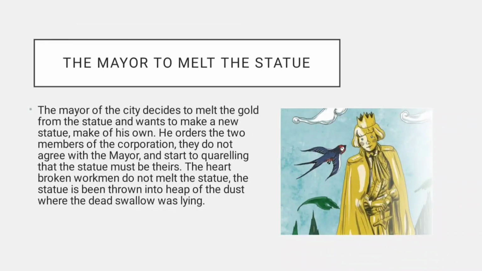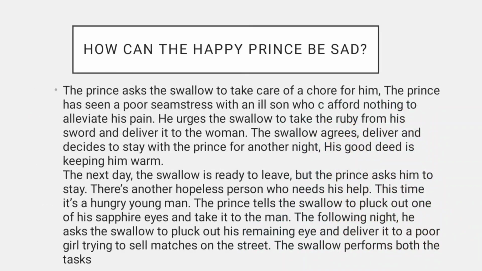The mayor of the city decides to melt the gold, because now the statue is looking ugly, as all the precious ornaments one by one have been given to the poor people. So the mayor decides to melt that gold and form his own statue. The members of the corporation do not agree with the mayor. They start to quarrel that the statue must be theirs. The heartbroken workmen do not melt the statue. The statue is instead thrown in the heap of dust where the dead swallow was lying.